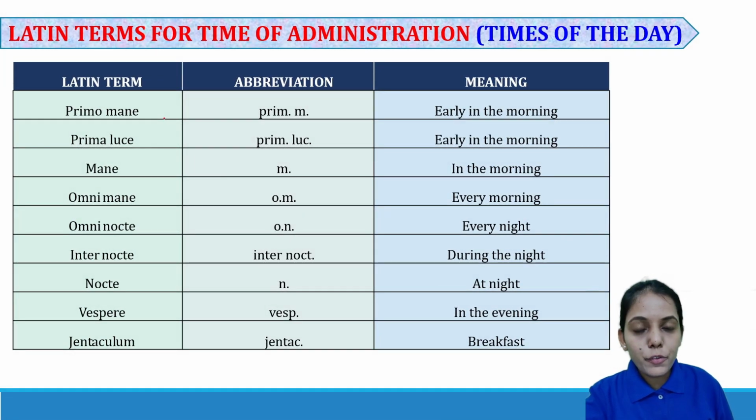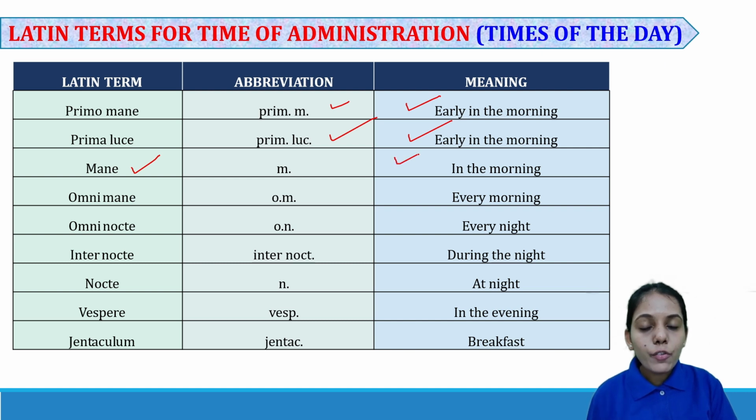Next, Latin terms for time of administration. Again, primo mane. Mane is nothing but morning. Primo means before or early. So early in the morning. Primo mane, prim. m. Primo luce, prim. luc. So that is also early in the morning. Mane means in the morning. If mane is given, that is nothing but in the morning. So m.